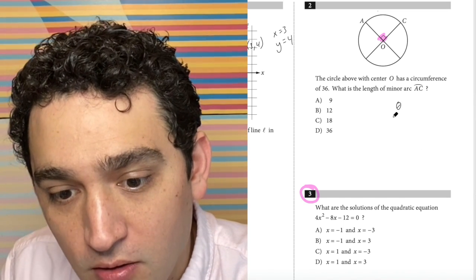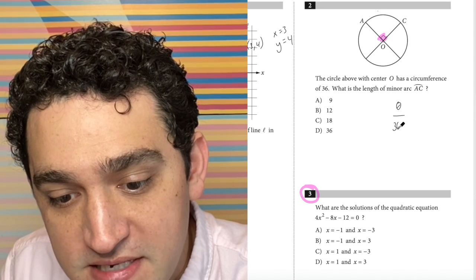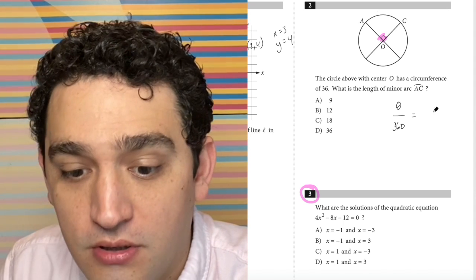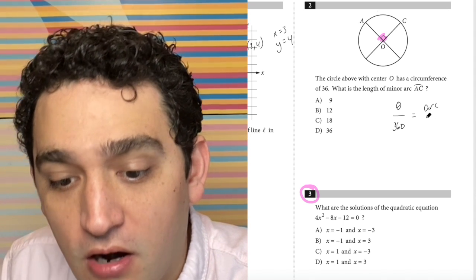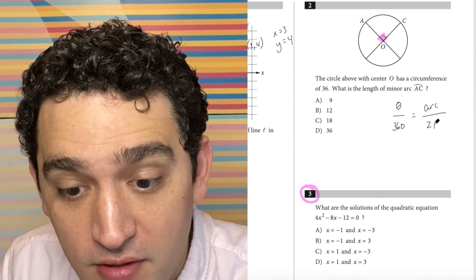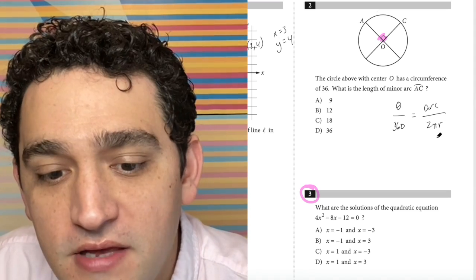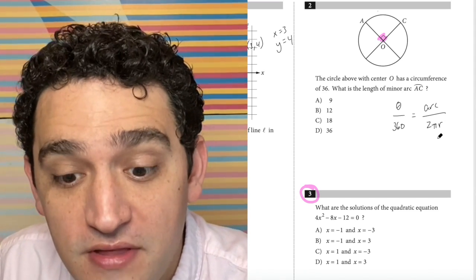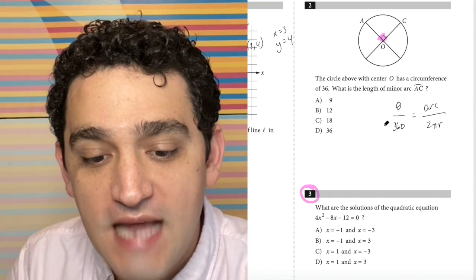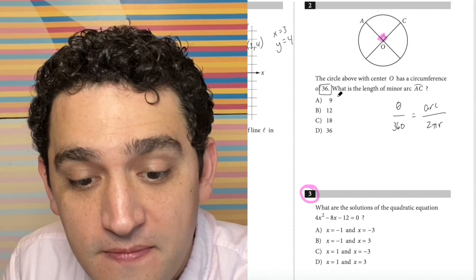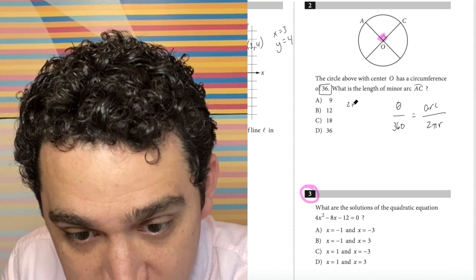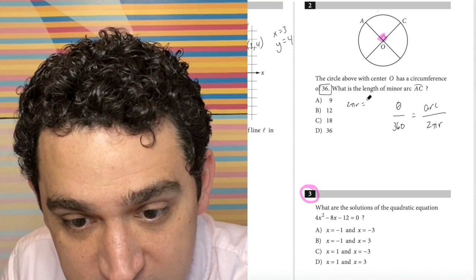The central angle over 360, which represents the full circle, is proportional to the length of the arc over the whole circumference, which we'll write as 2 pi r. That is the formula for circumference. This one, I believe, is a little bit easier than this because we don't have to figure out what the radius is. They tell us the circumference is 36. And so that we can plug in for 2 pi r. So we'll say 2 pi r equals 36.